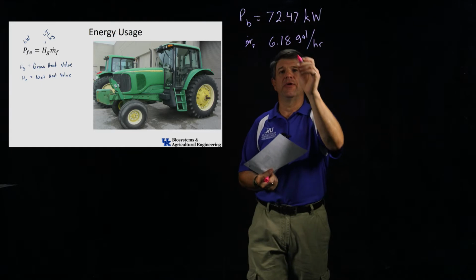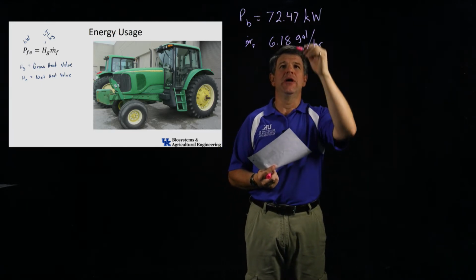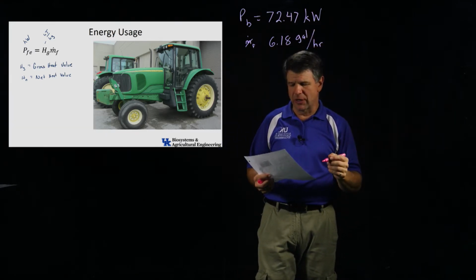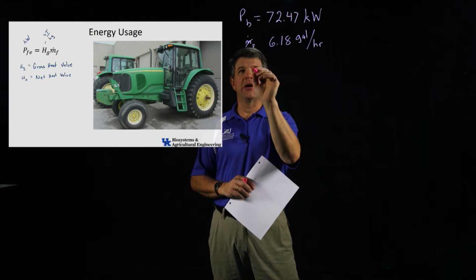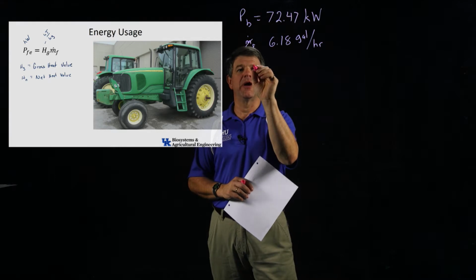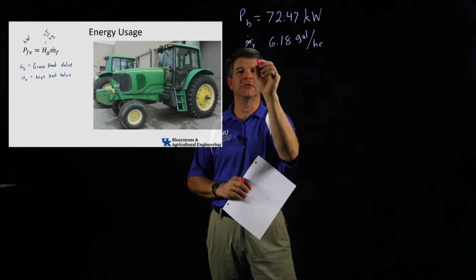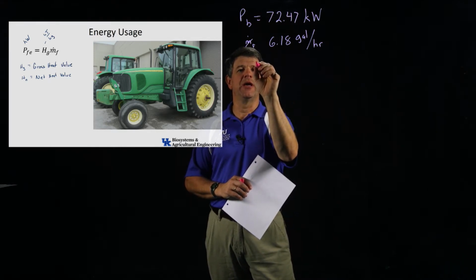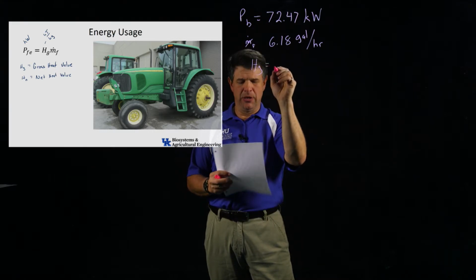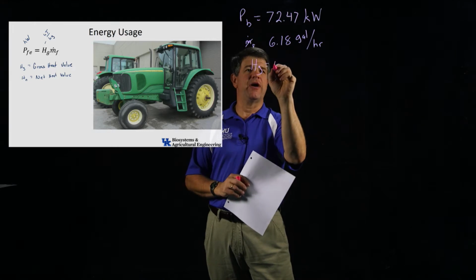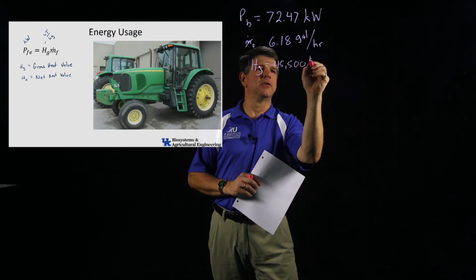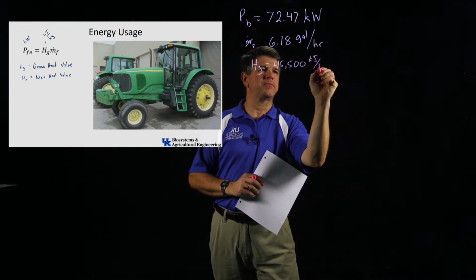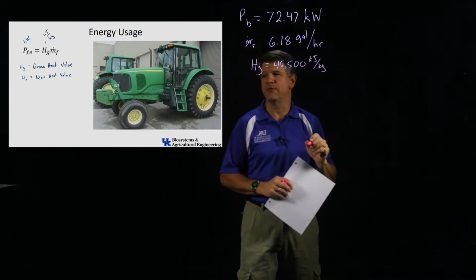So I need to figure out what is in that fuel and how much I'm getting out of it. So if we look at that fuel, and we can look this up on the internet, and I'll show you where we can find the exact fuel specifications when this was tested. But typically the gross heating value for diesel fuel is about 45,500 kilojoules per kilogram. That's how much energy is in the fuel.